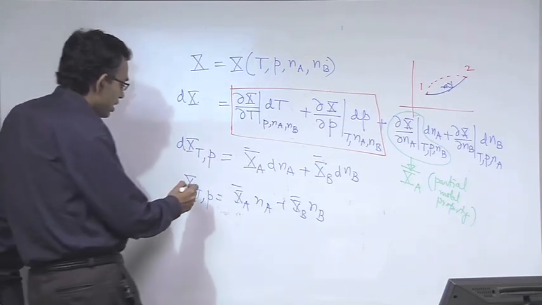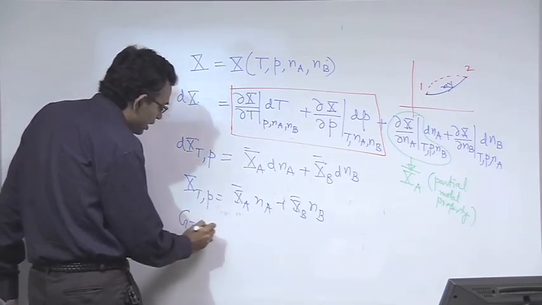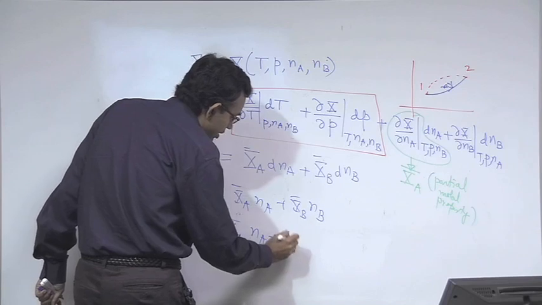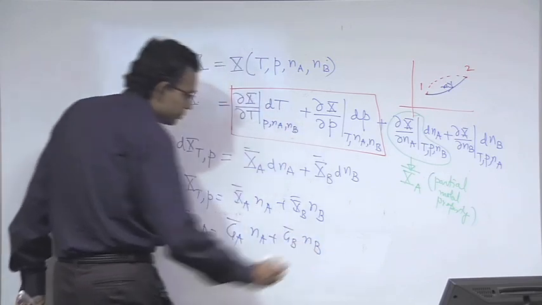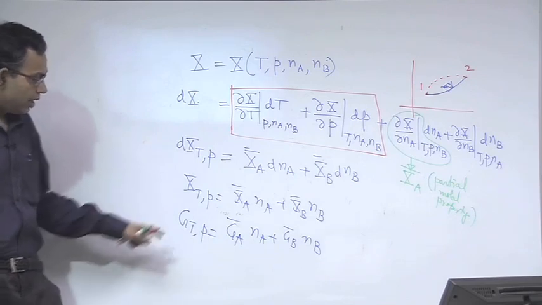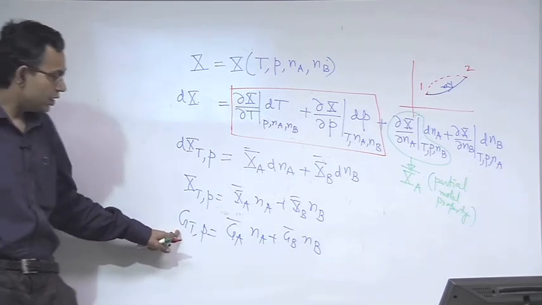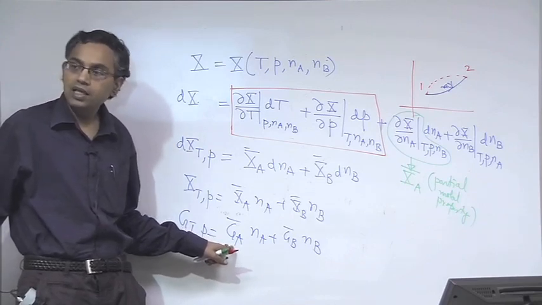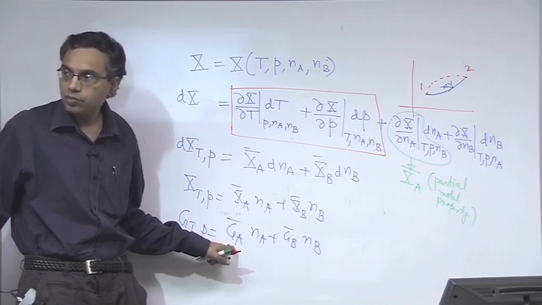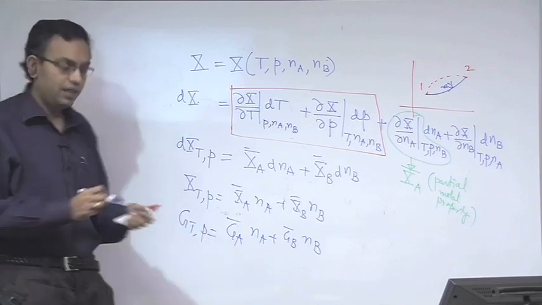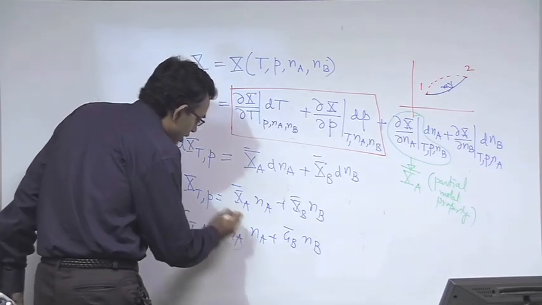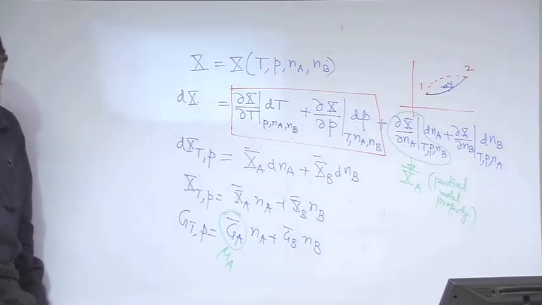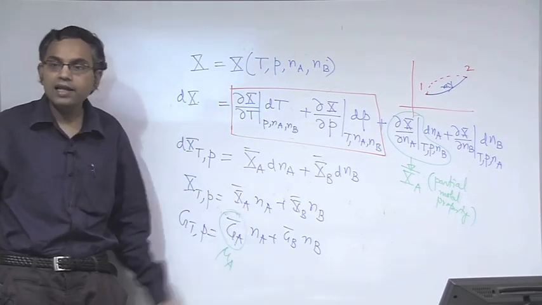In place of capital X, if you write G at T, P, you can write G bar A NA plus G bar B NB. What is this G? This is the Gibbs function or the Gibbs free energy. This is the partial molar Gibbs function for the component A in the mixture, and it is alternatively given by the symbol mu A. So, you can see the analogy between the pure component and the mixture.